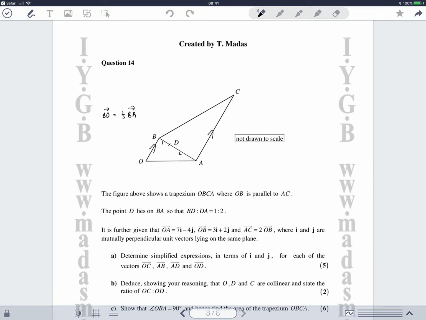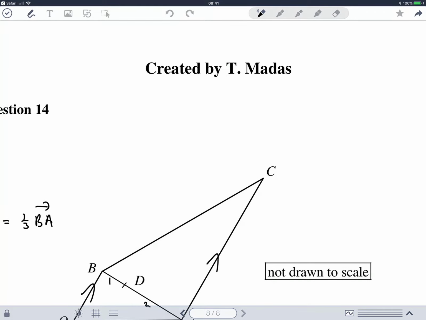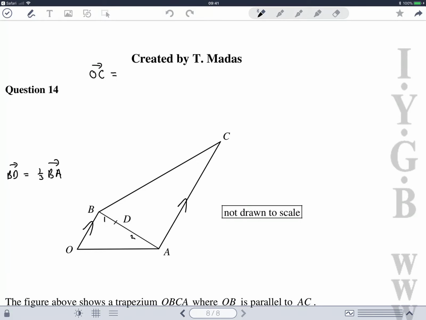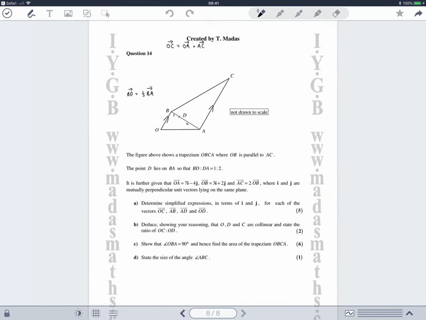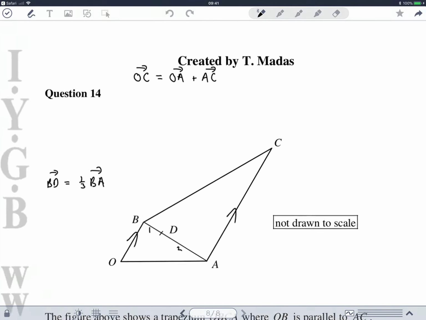Right, OC. So let's do that first. OC. Well, how am I going to get from the origin O to C? Well, I could go O to A plus A to C. Yeah, I could also go O to B, BC. That's fine, but I'm probably going to do the first. So let's think about it.